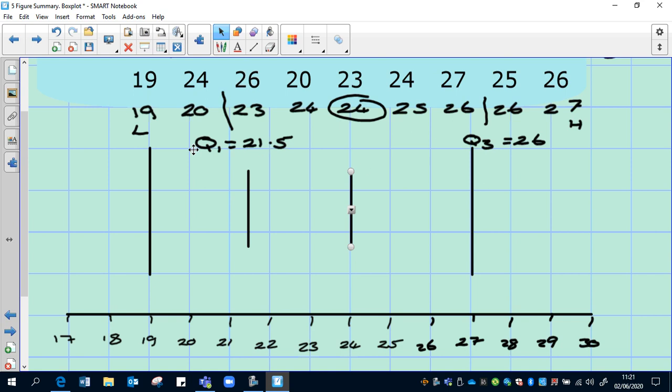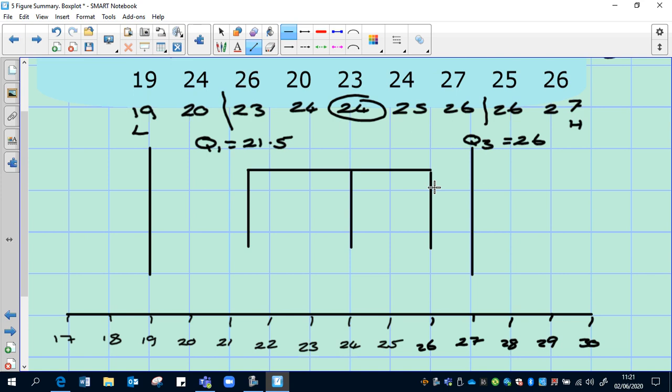And then my Q3 is 26. I'm putting a straight line at 26. Now I understand that just now that does not look like anything at all. However, to make it actually finish to be a box plot, draw your box in the middle. You have to join this.